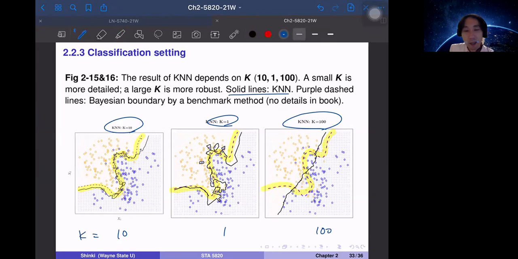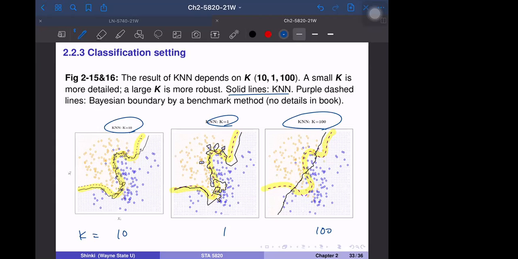How many people think k equal to 1 is the best? How many people think k equal to 10 is the best? I would say so. I think so too. Yeah. How about k equal to 100?